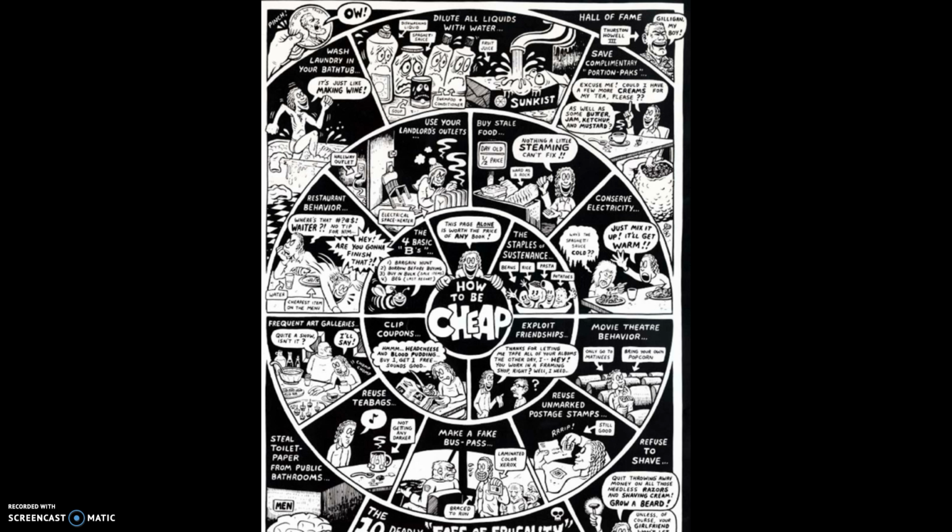Right off the bat, what I notice when I'm reviewing this comic is the type of grid that it has. The gutter space seems to be in a circular pattern as it's moving inward to the center where it calls out the title, How to Be Cheap. There also don't seem to be any borderless panels here. Every panel has a border attached to it.